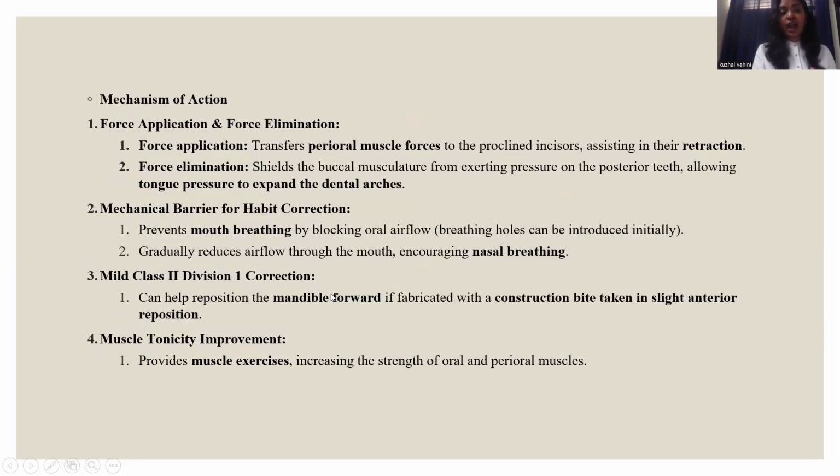So the mechanism of action is based on force application and force elimination. Force application transfers the perioral muscle forces to the proclined incisors, and in force elimination, you can see there are unwanted buccal forces, and these shields help in removing the unwanted forces. Then it acts as a mechanical barrier for habit correction. Then we have mild class 2 division 1 correction, and then muscle tonicity improvement.